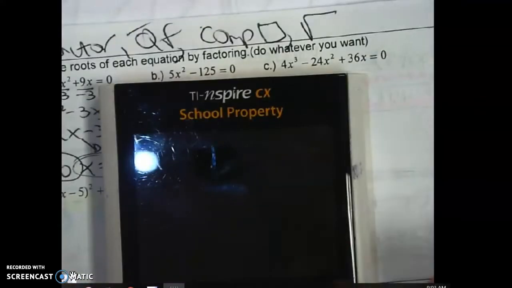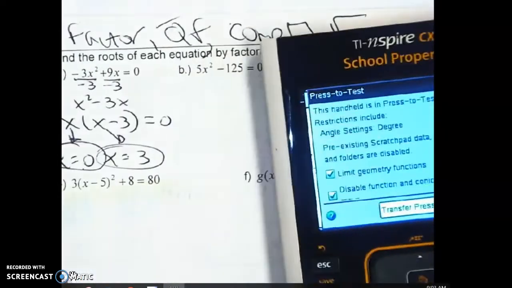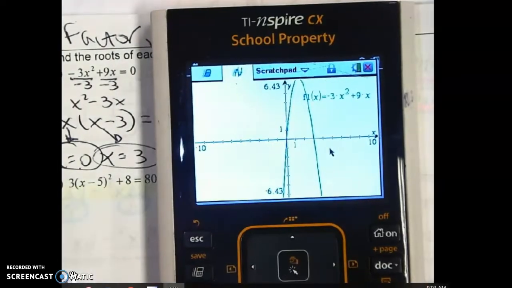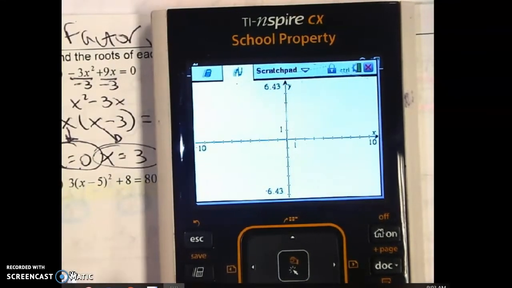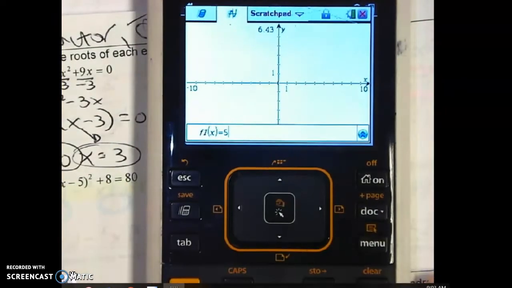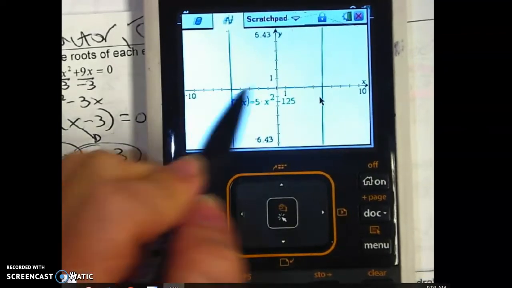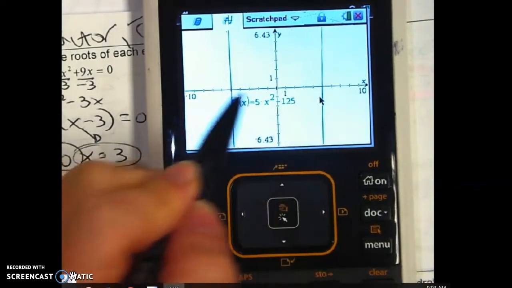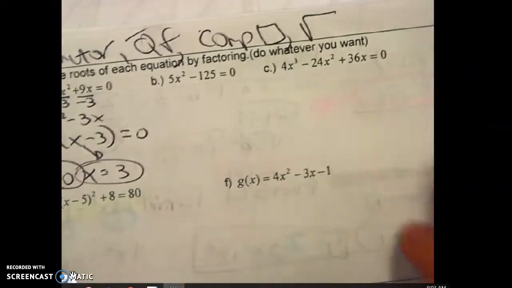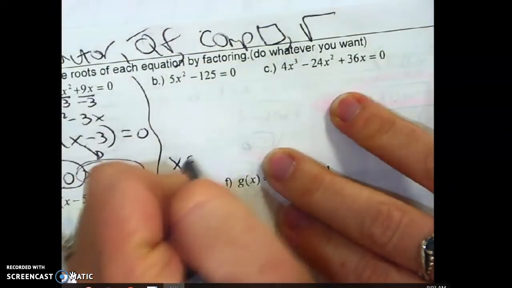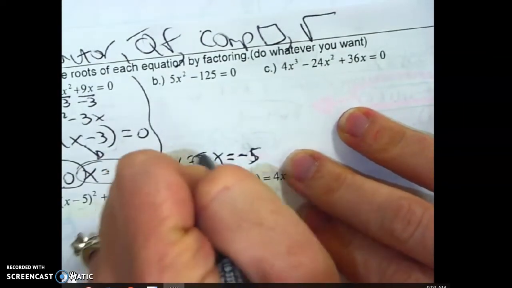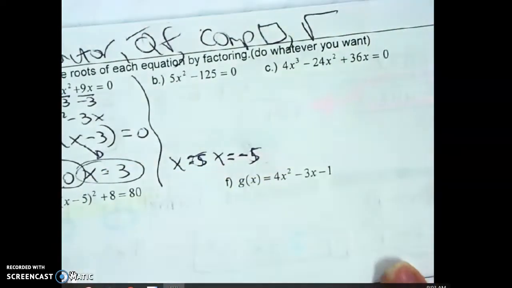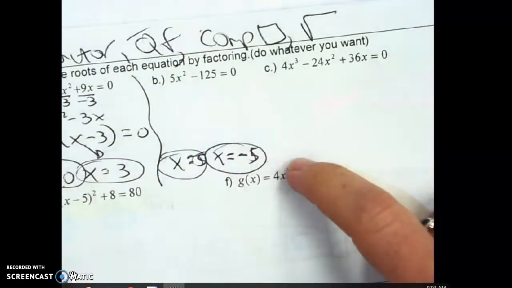Okay, now I'm going to go to the next one. And if I don't know what to do, I'm going to go Menu, Actions, Delete All. Am I sure? Of course I'm sure. Then I'm going to go Control G and plug in that formula, 5x squared minus 125. And I see it crosses at 5 and at negative 5. So I want to get my point: x equals 5, x equals negative 5. Yes, it takes time. And honestly, if you know what to do, it's just better to do the problem. But if you're not sure what to do, at least get an answer in there.